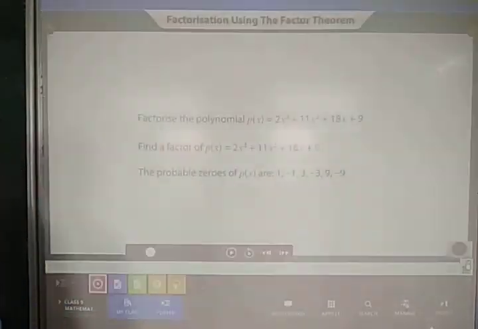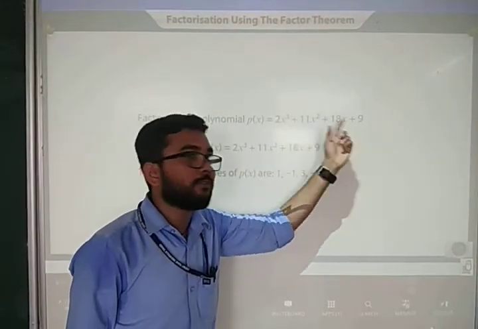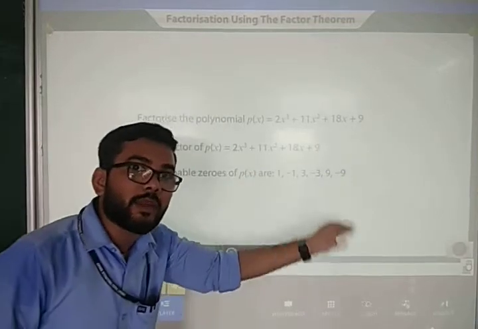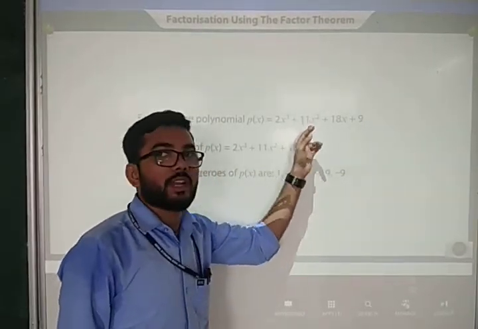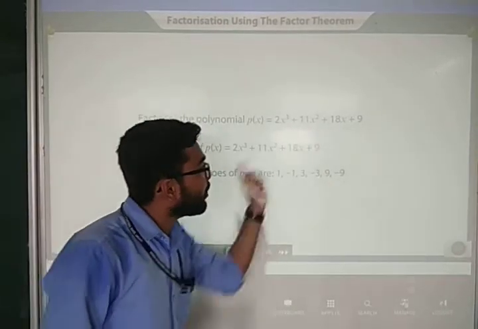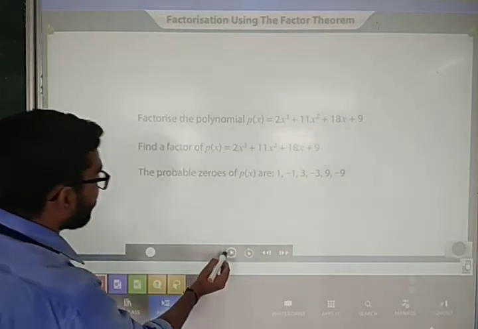Similarly, in this case, when you put 1 in this polynomial and get 0, it means x minus 1 is a factor. If you put minus 1 in this polynomial and get 0, it means x plus 1 is a factor. Okay, let us see this video further, then you can understand.